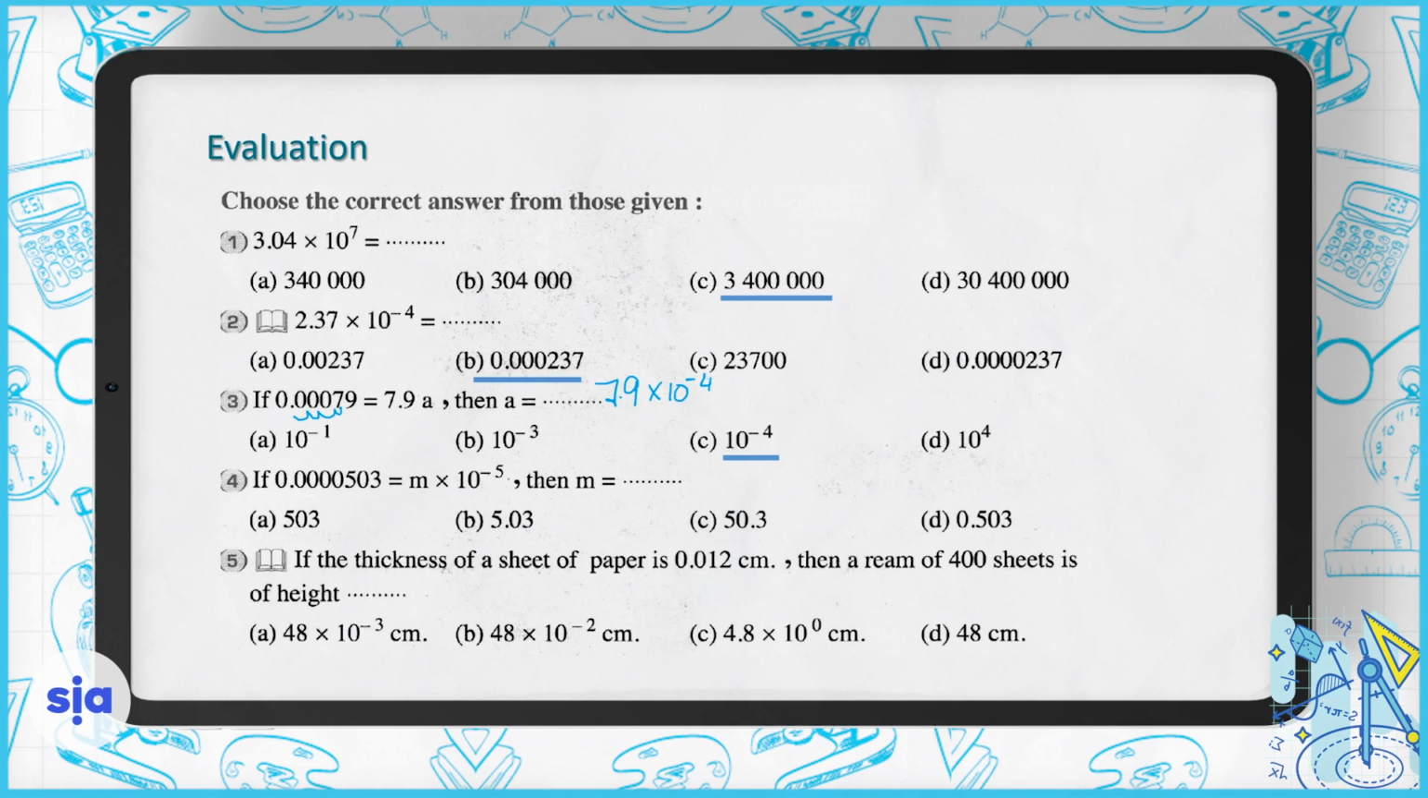Here, if you're going to go left 5 places, it will be 1, 2, 3, 4, 5, so it's 5.03.